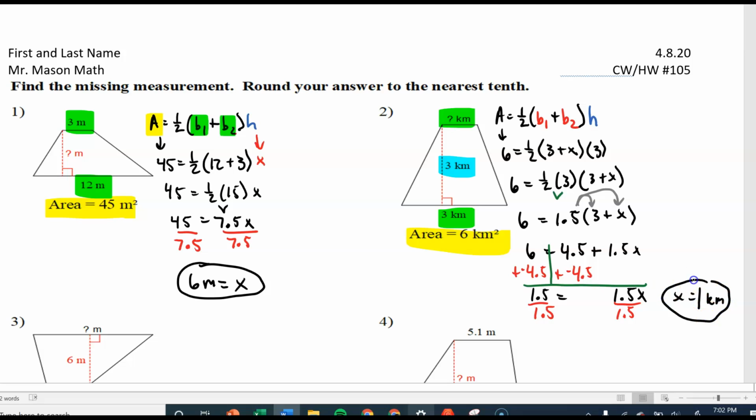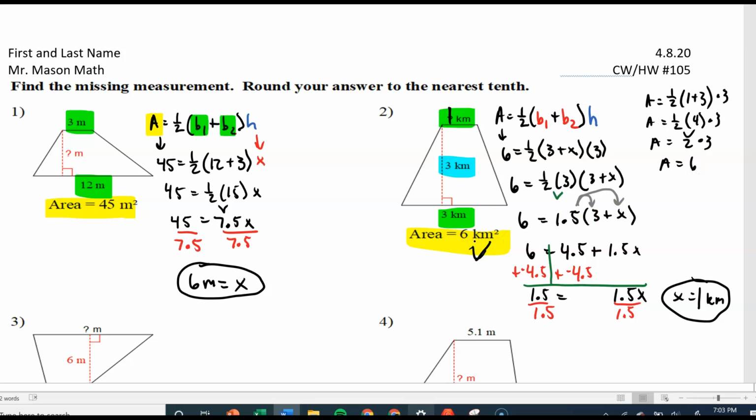And again, with all of these problems, you can always plug your answer back in. So if I plug 1 back in up here, and I said my area is equal to 1/2 of my base and my base added together, so 1 plus 3 times my height of 3. So area is equal to 1/2 of 1 plus 3 is 4 times 3. Area is equal to 1/2 of 4. Half of 4 is 2 times 3. Area is equal to 6. Oh, look at that. What did my area actually equal right here? It equaled 6.